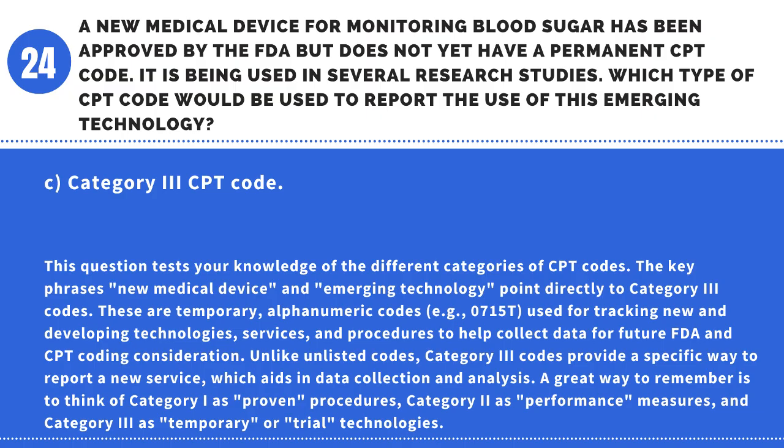Unlike unlisted codes, Category 3 codes provide a specific way to report a new service, which aids in data collection and analysis. A great way to remember is to think of Category I as proven procedures, Category 2 as performance measures, and Category 3 as temporary or trial technologies.